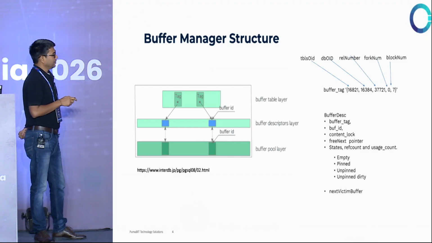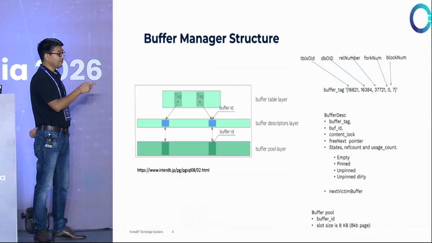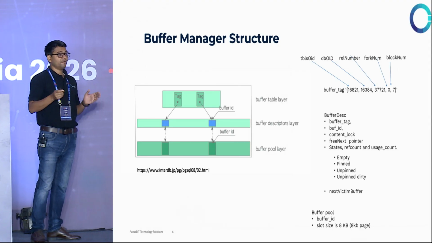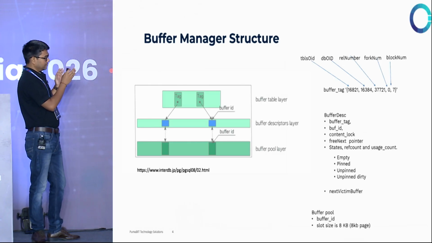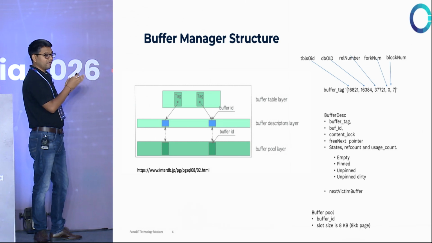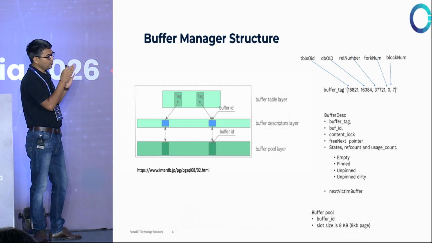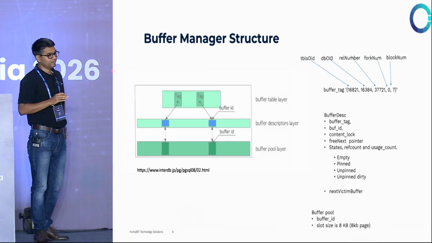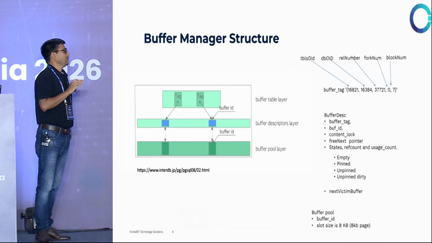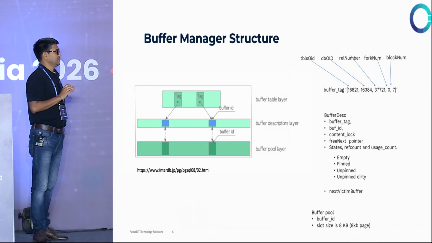In the third layer, we have the buffer pool. The buffer pool is an array of buffer IDs. Basically, each slot is an 8 KB page, so one slot can keep a whole page. This is the basic structure of the buffer manager in PostgreSQL memory.